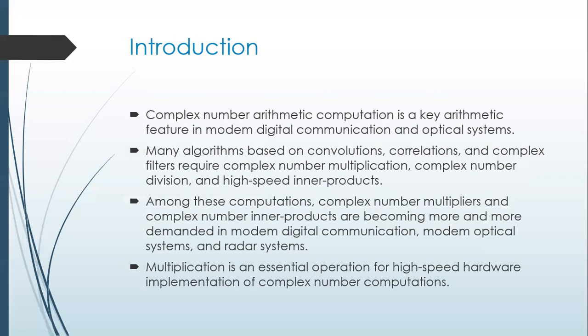And coming to the introduction, complex number arithmetic computation is a key arithmetic feature in modern digital communication and optical systems. Many algorithms based on convolutions, correlations, and complex filters require complex number multiplication, complex number division, and high-speed inner products. Among these computations, complex number multipliers and complex number inner products are becoming more and more demanded in modern digital communication, modern optical systems, and radar systems. Multiplication is an essential operation for high-speed hardware implementation of complex number computations.